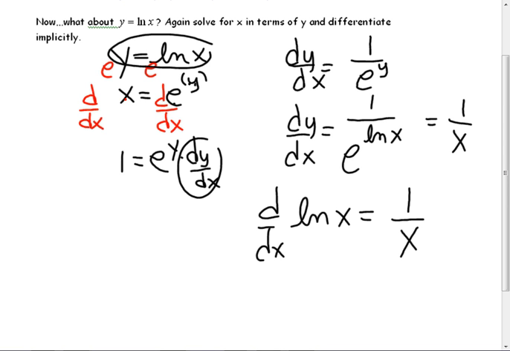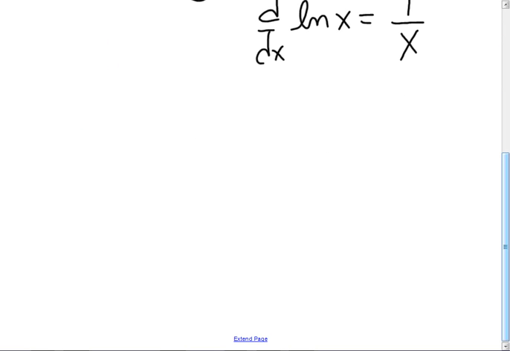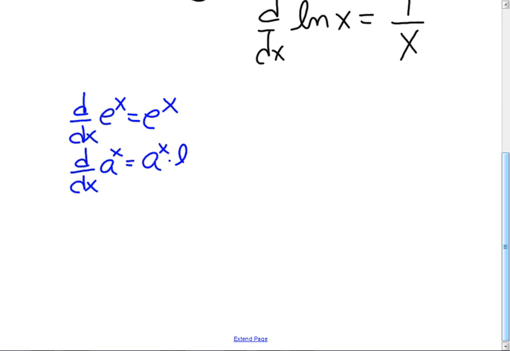Could write them up on the board. So you want to see where we're at right now? We have this. The derivative of e to the x is e to the x. What's the derivative of a to the x? Any other number than e. A to the x times the natural log of a. And the derivative with respect to x of the natural log of x is 1 over x. You're going to have to memorize these. They're probably up here someplace too.